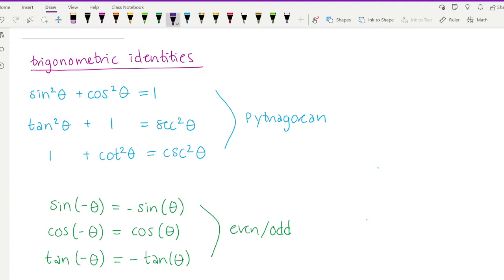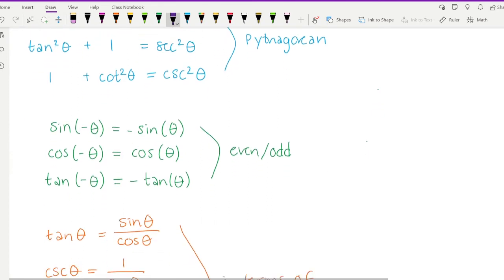And then similarly, if you take this first identity and divide everything instead by sine squared of theta, instead of cosine squared of theta, that's where you get this third Pythagorean identity, right? Sine squared divided by sine squared is 1, cosine squared divided by sine squared is cotangent squared, and then 1 divided by sine squared is cosecant squared. So really, those are the only two things that are new, but you don't really need to memorize those.